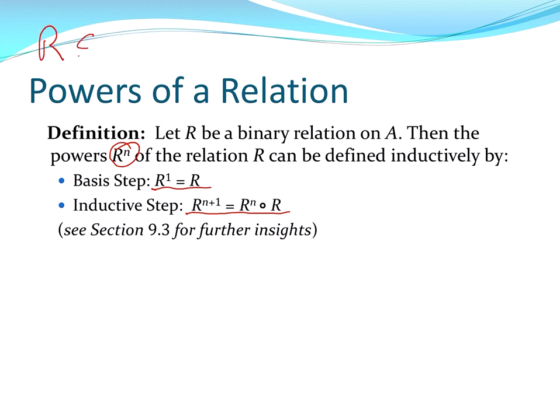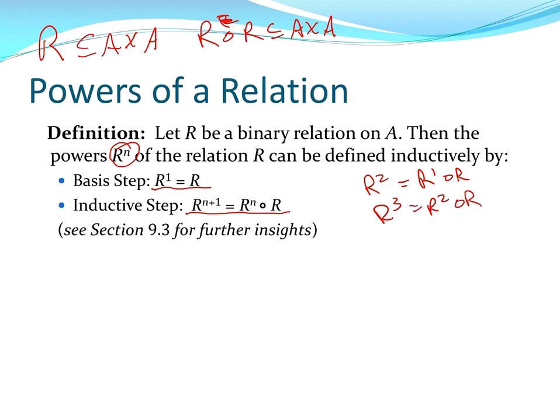So R is a subset of A cross A, and R squared, R composed with R, is a subset of A cross A. And we say that R squared is equal to R to the first composed with R, which is just R. R cubed is equal to R squared composed with R, etc. So by this means we can use composition to talk about powers of a relation.